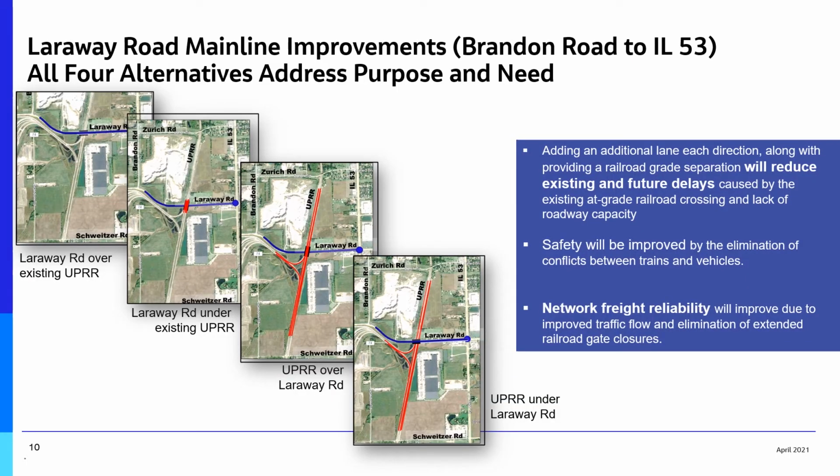Reviewing the findings from Station 4, all four alternatives address the project purpose and need. Adding an additional lane in each direction, along with providing a railroad grade separation, will reduce existing and future delays caused by the existing at-grade railroad crossing and lack of roadway capacity. Safety will be improved by the elimination of conflicts between trains and vehicles. Network freight reliability will improve due to the elimination of extended railroad gate closures.